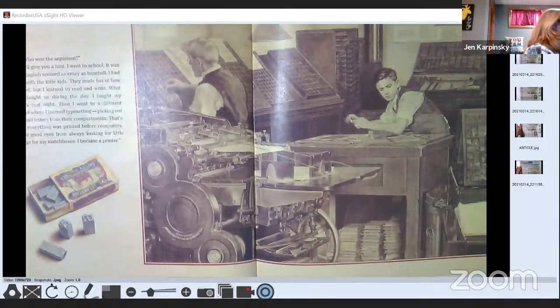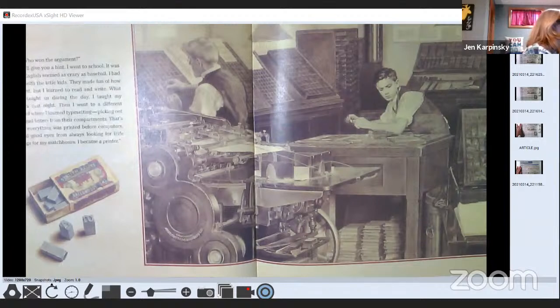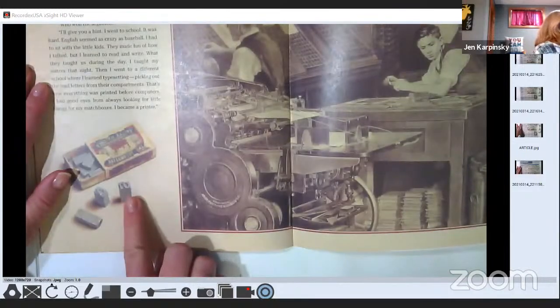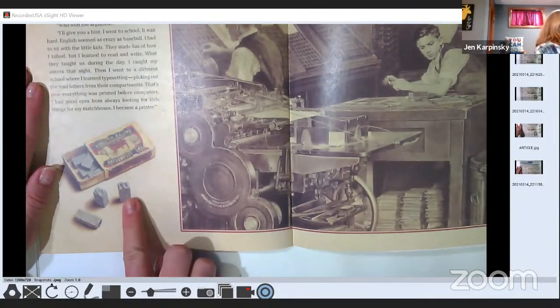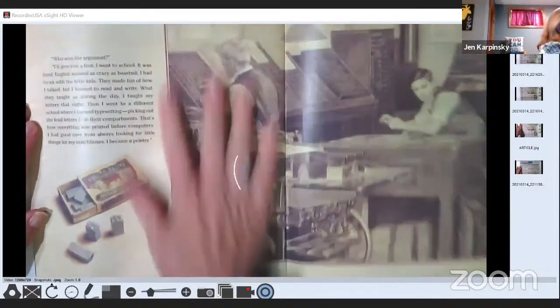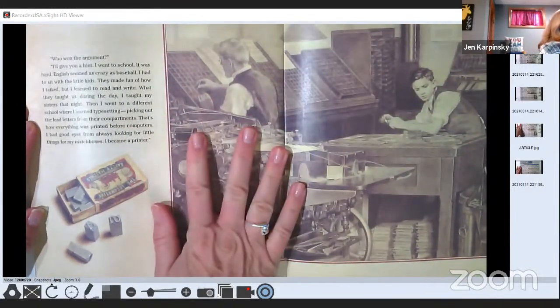I went to school. It was hard. English seemed as crazy as baseball. I had to sit with the little kids. They made fun of how I talked, but I learned to read and write. What they taught us during the day, I taught my sisters at night. Then I went to a different school where I learned typesetting, picking up lead letters from the compartments. That's how everything was printed before computers. I had good eyes from always looking for little things for my matchboxes. I became a printer.